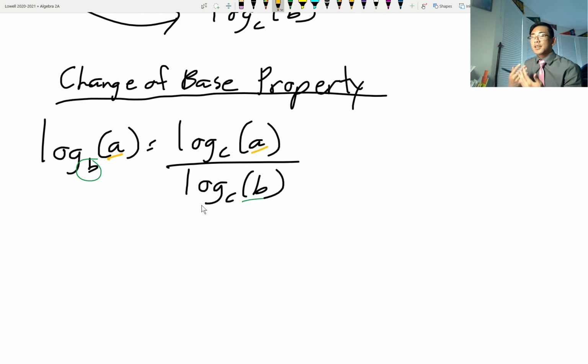Okay. Again, c could be literally anything. It's just you want to generally pick 10 because that's what your calculator can do.